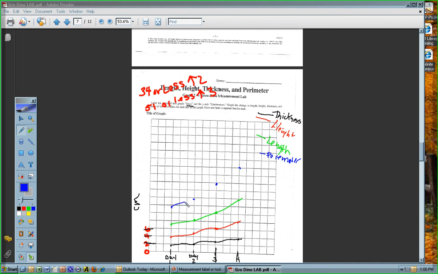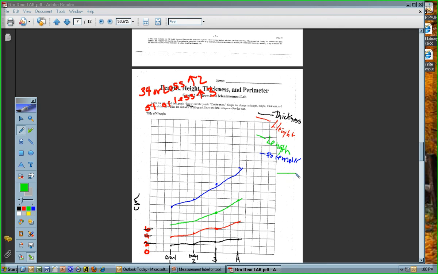When you're done, your graph will look something like this. Now, is it possible that you might have these lines crossing over each other? Yeah, that's fine. But when you're done, you'll only have 4 lines, and those 4 lines will be different colors. And you should have labeled those colors.